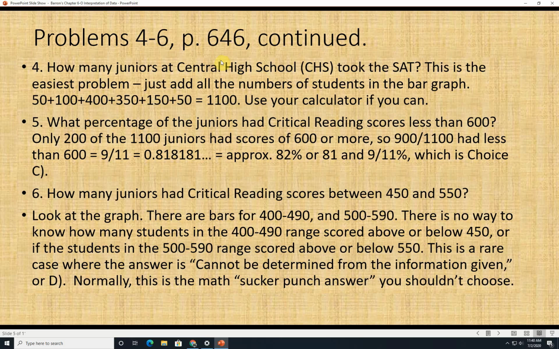Number 4, how many juniors at Central High School, CHS, took the SAT? It's the easiest problem because all you have to do is add all the number of students in the bar graph. But again, use your calculator if you can, because the first time I added it up, I got 1050 or something when I did it in my head. So if I can make a mistake in my head in arithmetic, you probably can too. And if you never make mistakes when you do it in your head, great, you're better than me. I'll just have to live with that.